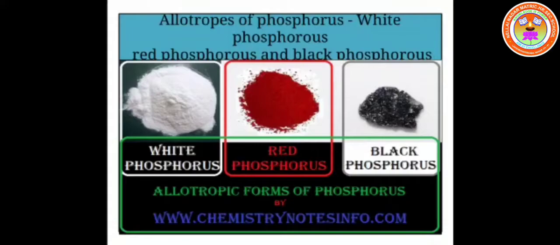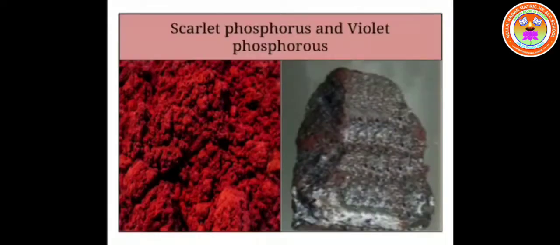These are the pictures of phosphorus: white phosphorus, red phosphorus, black phosphorus. So they are the allotropic forms of phosphorus. Okay, children. Next is scarlet phosphorus, similar to red dye, and violet phosphorus.